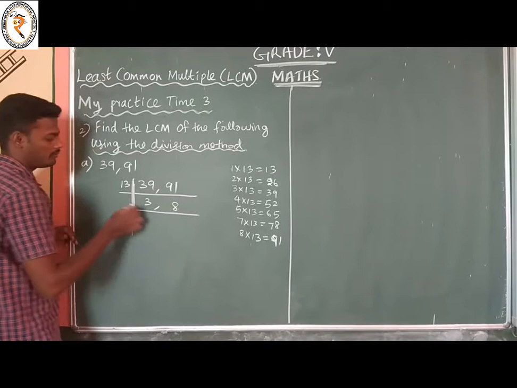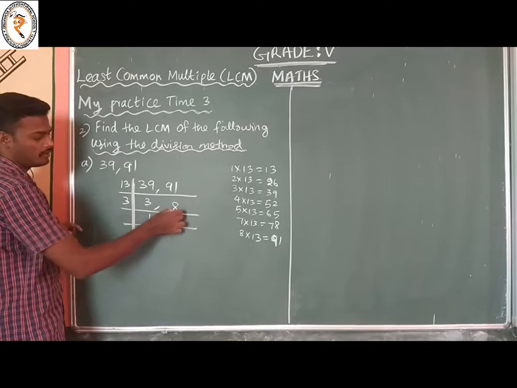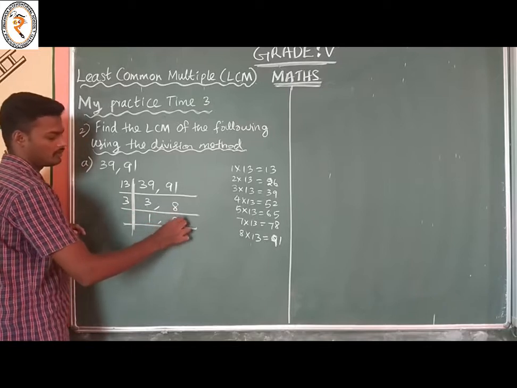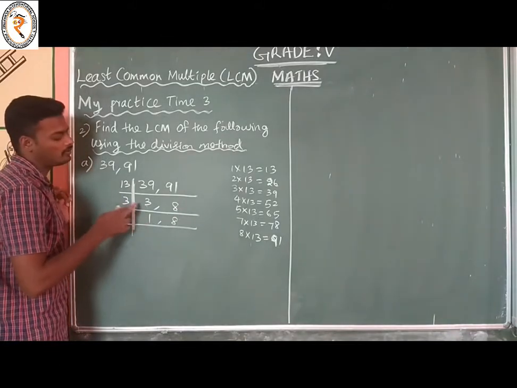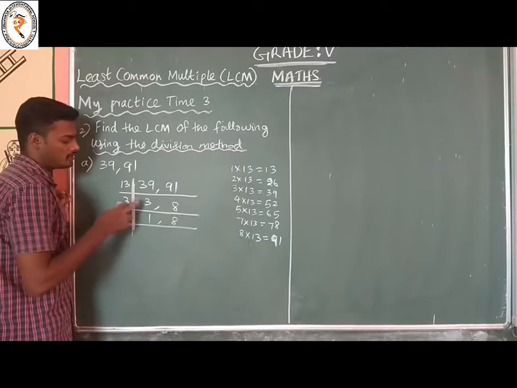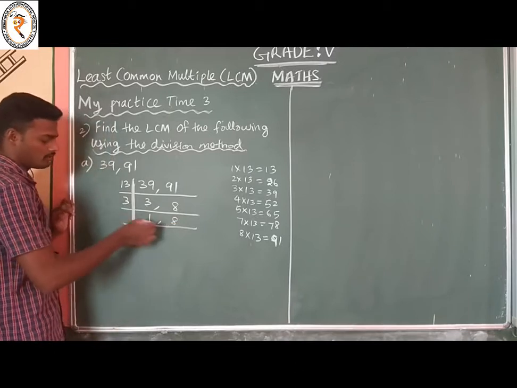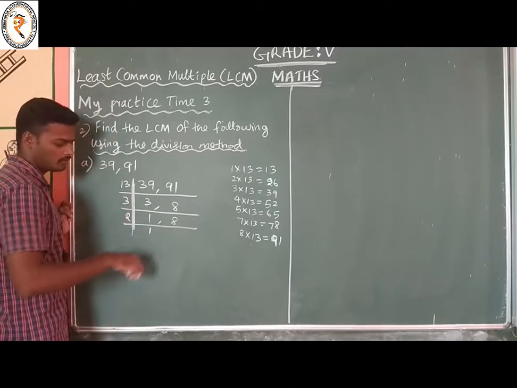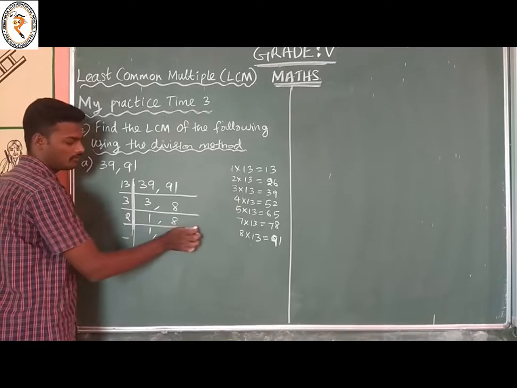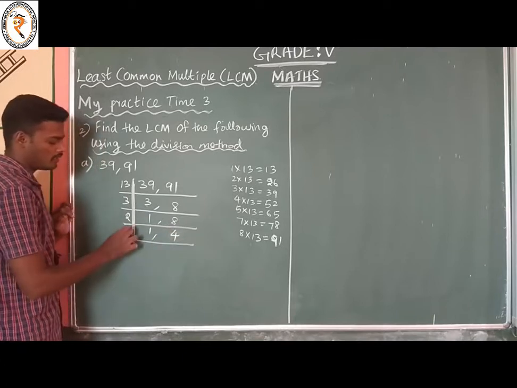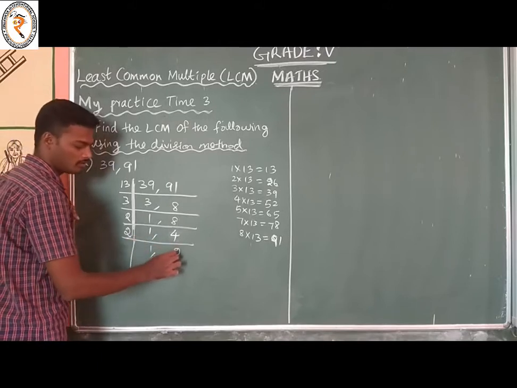Next one, the third table: 3 comes 1 time. In the third table, 3 comes 1 time, and 7 is not in the third table, so we bring down the value 7. Next, in the second table, 1 and 7 come 2 times.